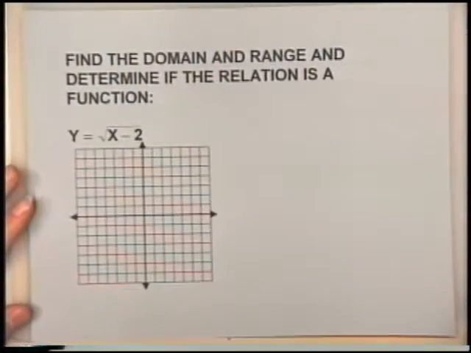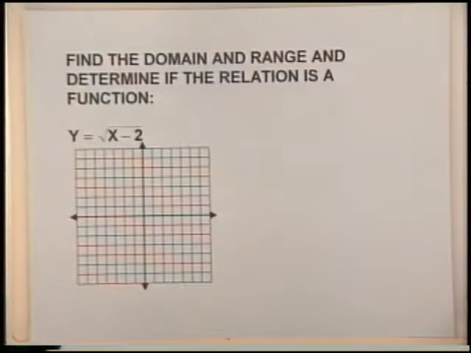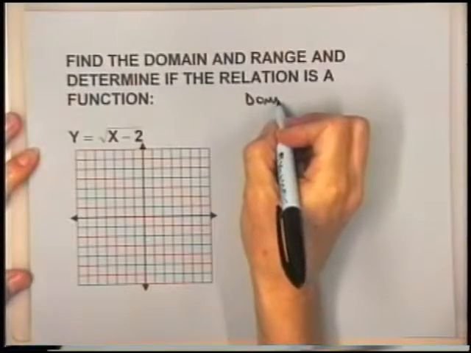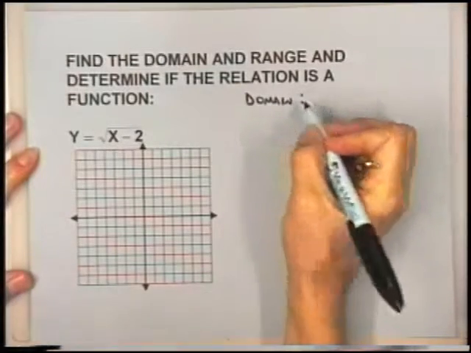I have one other example that I would like for us to look at. Find the domain and range and determine if the relation is a function. Our equation here is y equals the square root of x minus 2. Let's talk about our domain first.